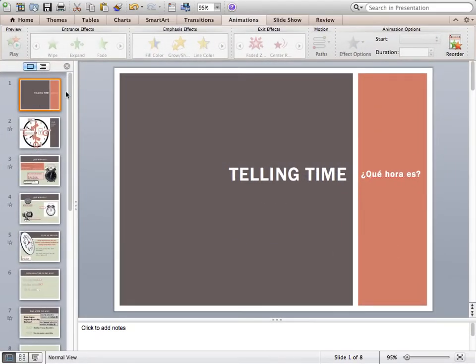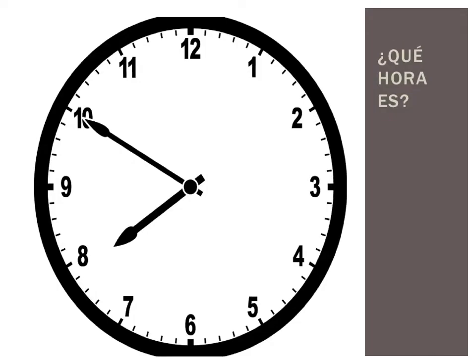All right, let's look at time. Telling time. ¿Qué hora es? ¿Qué hora es? Let's talk a little bit about the analog clock first, because I know you little teeny boppers are used to digital clocks and you're not used to working with analog clocks.